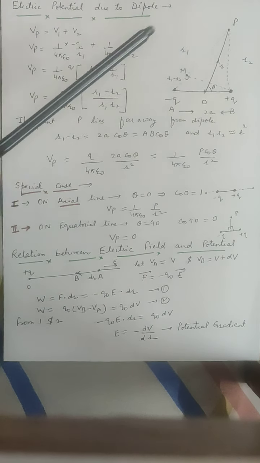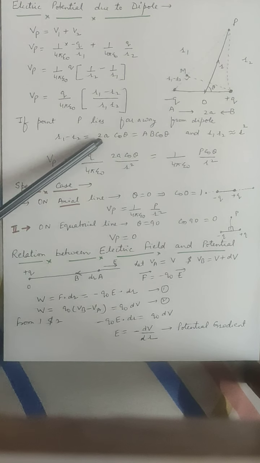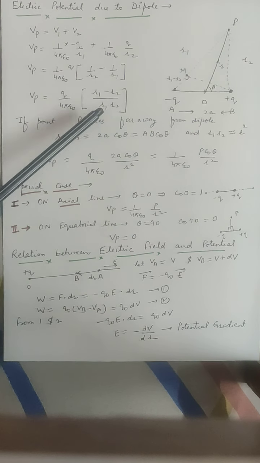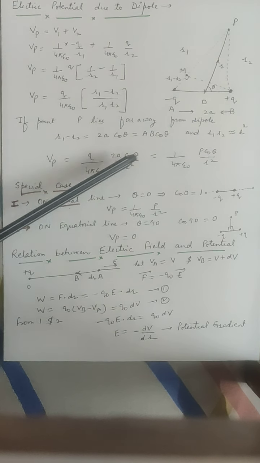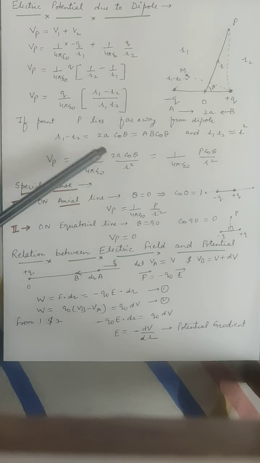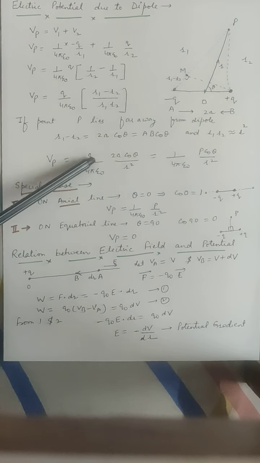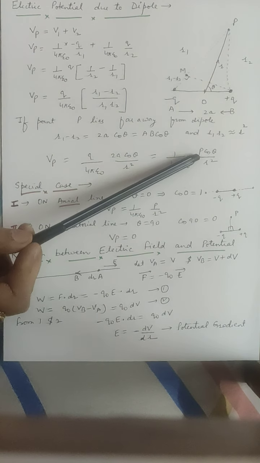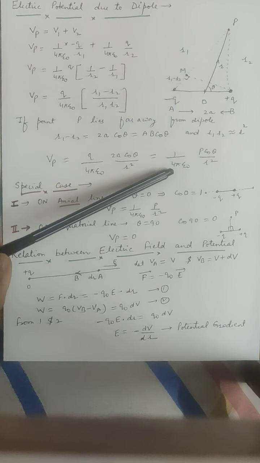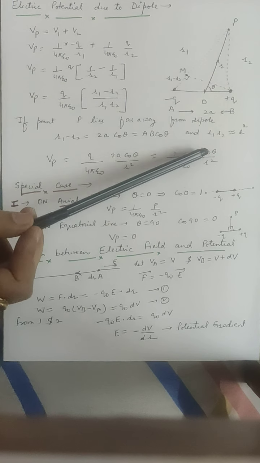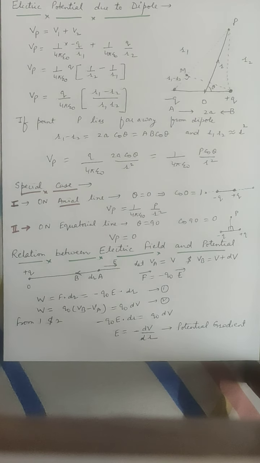So we substitute these values into this expression. r1 minus r2 is substituted as 2a cos theta, and r1 r2 is substituted as r square, and Q into 2a, I hope everybody remembers, Q into 2a is the dipole moment P. So 1 upon 4 pi epsilon naught, P cos theta upon r square. So this is the electric potential due to a dipole at any arbitrary position P.